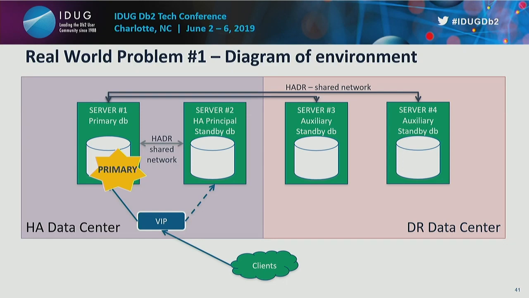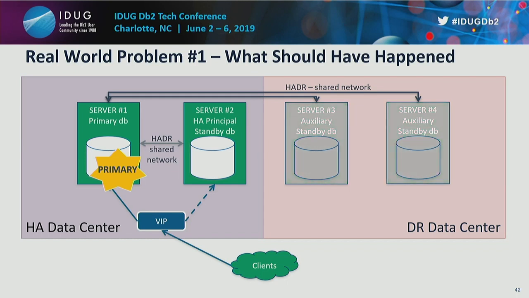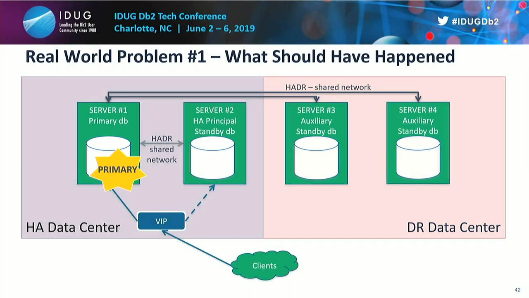We have the primary here in your HA data center. We have 2 standbys over here and 1 here in the primary data center. So here's what should have happened. We should have not even stopped, just deactivated the databases on these servers so that they could take the servers down and do the patching. And then they should have brought the servers back up after the OS patching was complete, and then activated the databases on these so that they were brought back into the HADR cluster.